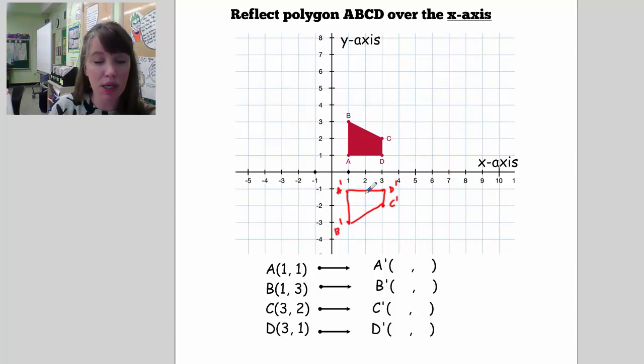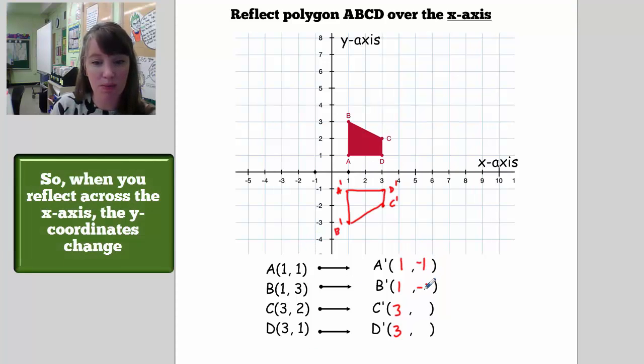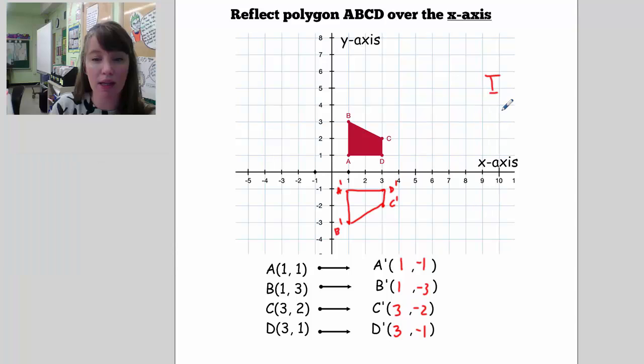And what you'll notice here is that all your x coordinates stay the same, right? A prime is 1 unit to the right, B prime is 1 unit to the right, C prime is 3 units to the right, and D prime is 3 units to the right, but all the y coordinates change. Okay, and that's again because the pre-image started in quadrant 1 and the image itself landed in quadrant 4.